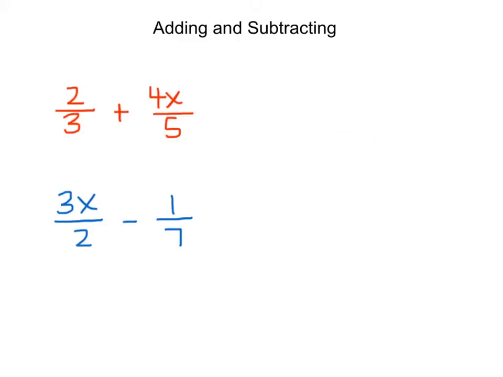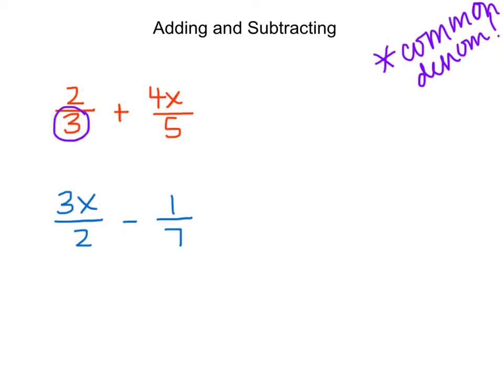Okay, so up first is adding and subtracting fractions. Now remember, when you're adding and subtracting, the first thing you need to do is get common denominators. So when we're looking at 2/3 plus 4x over 5, look at your denominators of 3 and 5. What kind of denominator can we turn them both into? Hopefully you can figure that out, that both of them need to become 15s. So I'm going to go ahead and set up my 15s.